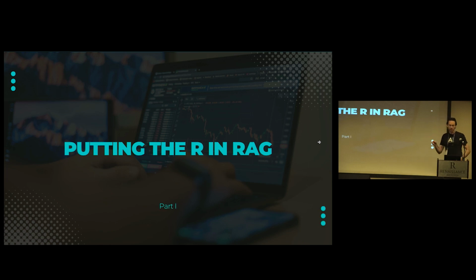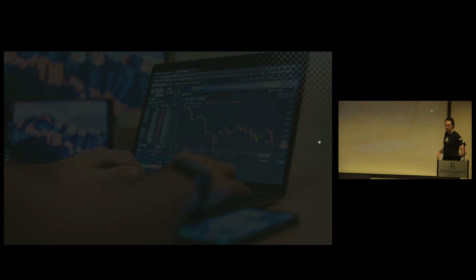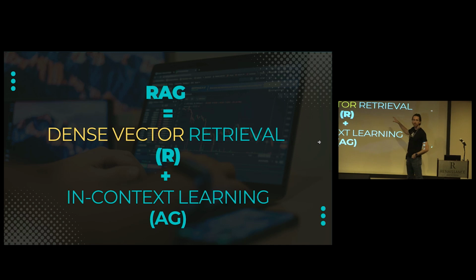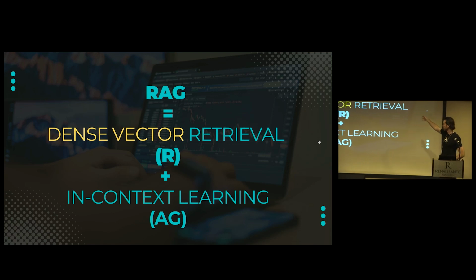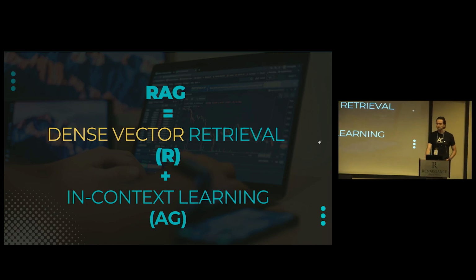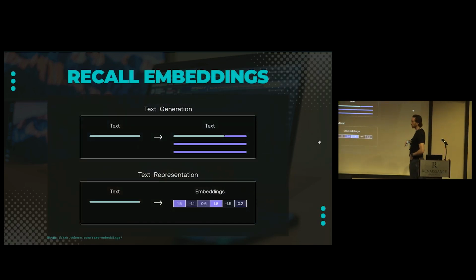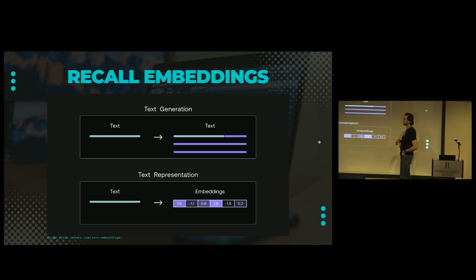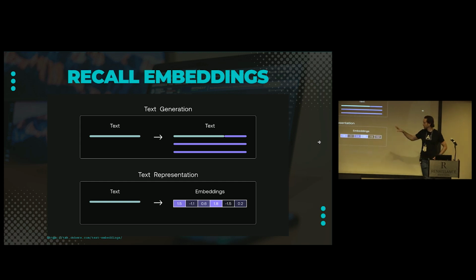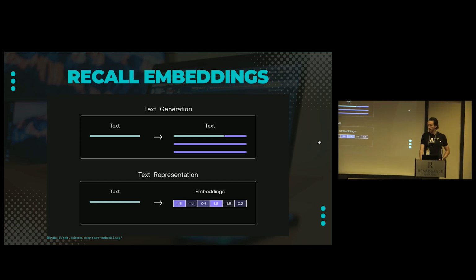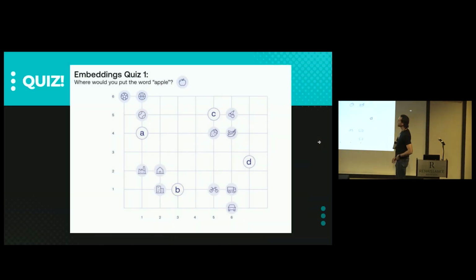So we are putting the R in RAG, as Chris alluded to. Now, let's go back to our framework here. The R is this dense vector retrieval. So let's break this down: first dense vector, then retrieval. And I want you guys to recall classic NLP basics, right? You've got text that you turn into numbers. You do this through tokenization and then embedding.